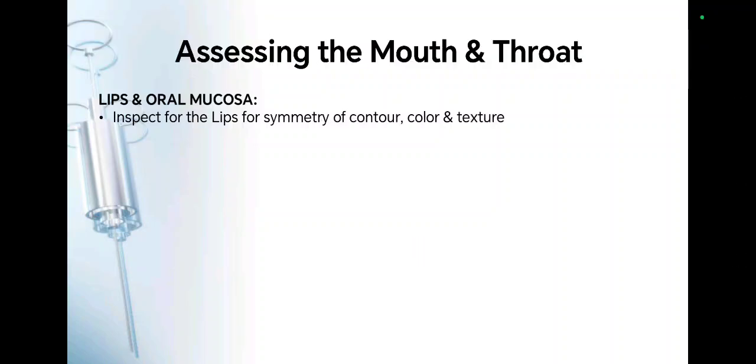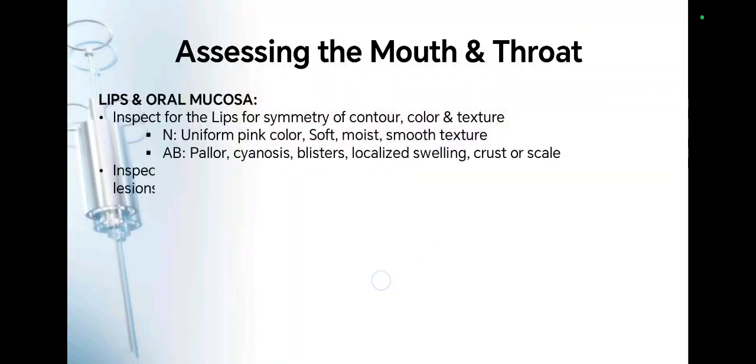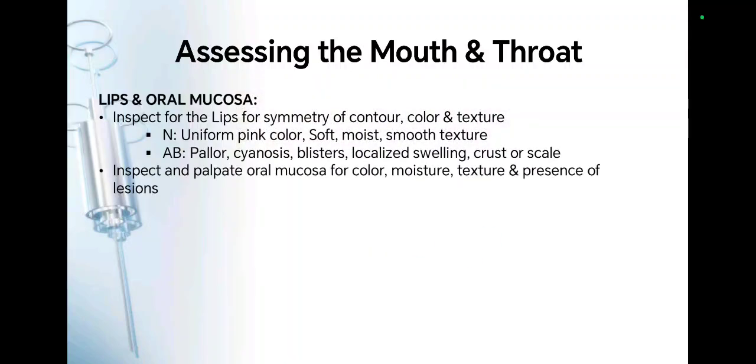Now, for the lips and oral mucosa, inspect the lips for symmetry of color, the contour, and the texture. Normally, it is pink in color, soft, moist, and has smooth texture. Abnormal findings: pallor, cyanosis, blisters or localized swelling, or crust or scale. Actually, by checking the lips, we can also check the hydration of the patient. If it's dry or cracked, it might tell us that the patient is dehydrated.